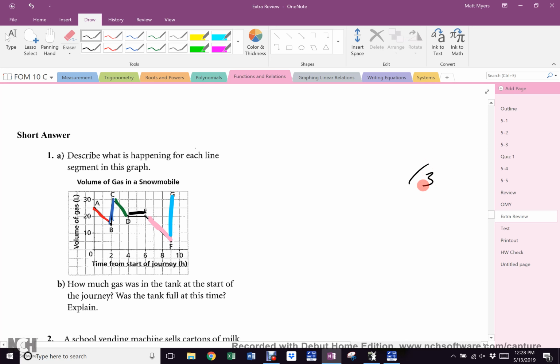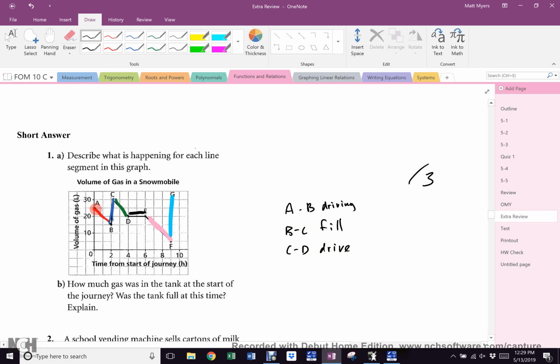What do I need? What is happening here? I'm driving. How do you know? I'm running out of gas. So A to B is driving. B to C, I fill. C, D. No, C to D, the green. I drive. Do I drive faster or slower, do you think? Or the same?